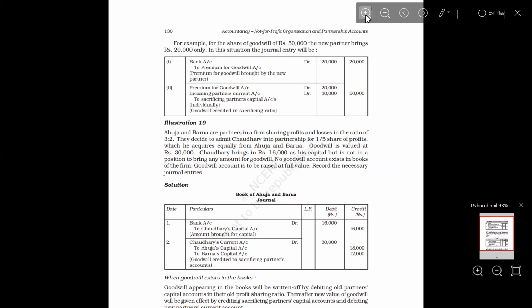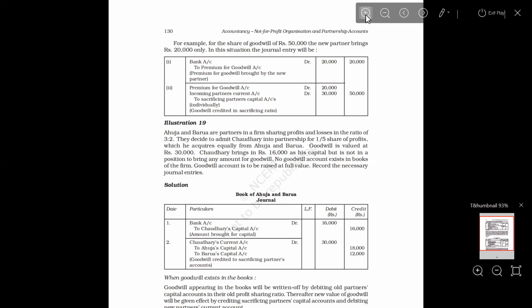So this 1/5 share is taken from both partners equally. The goodwill is valued at rupees 30,000. This 30,000 is the total firm's goodwill. Chowdhury brings rupees 16,000 as his capital, but is not in a position to bring any amount for goodwill. So no goodwill account exists in the books of the firm. The goodwill account is to be raised at full value. Record the necessary journal entry.